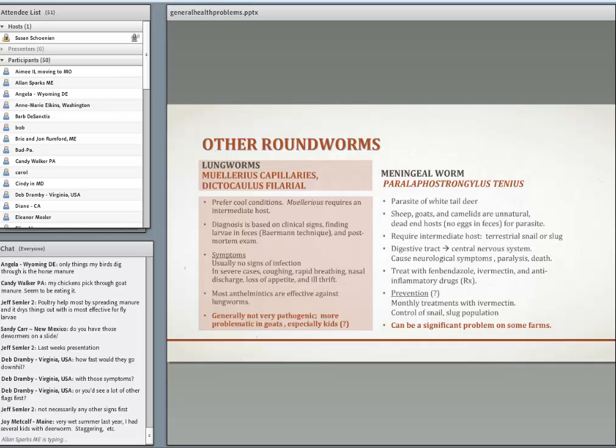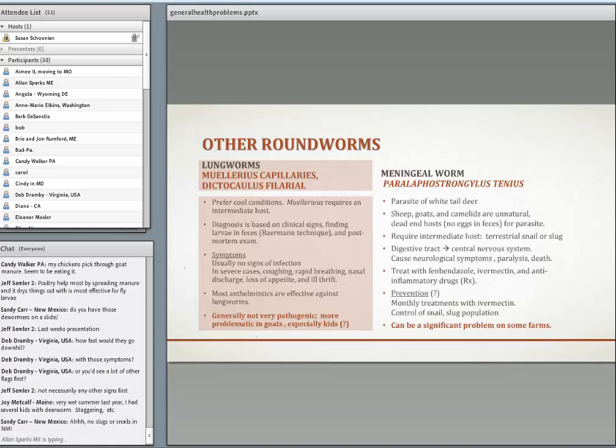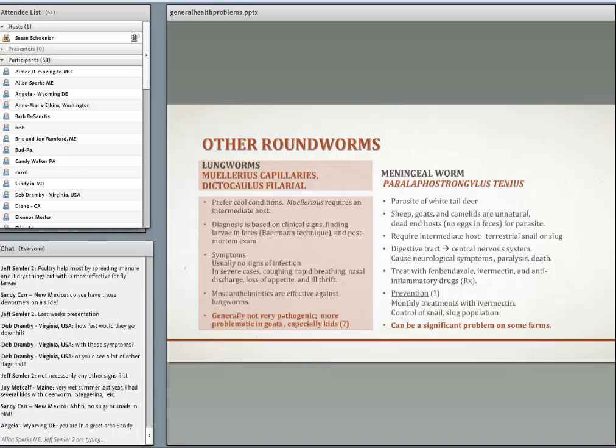It does need an intermediate host, which potentially gives us a point of potential control, and that's a snail or a slug. So they ingest it in their digestive system. After about 10 days to 2 weeks, the parasite moves to the central nervous system, so it causes neurological symptoms, eventually paralysis, eventually death. Some animals will get better on their own. Some animals won't get better no matter what you do, and some animals will respond to treatment. The drugs of choice, and all of the dewormers have at one time or another been used to treat the meningeal worm, is fenbendazole, which is Safeguard, ivermectin, and then anti-inflammatory drugs.